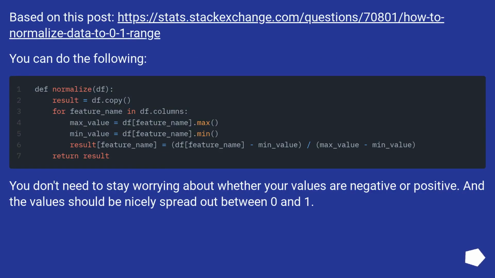Based on this post, this URL, you can do the following. You don't need to worry about whether your values are negative or positive, and the values should be nicely spread out between 0 and 1.